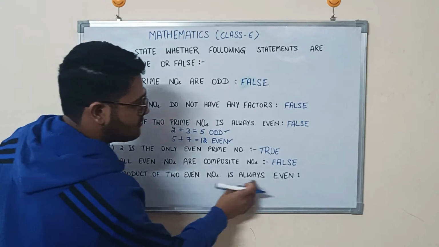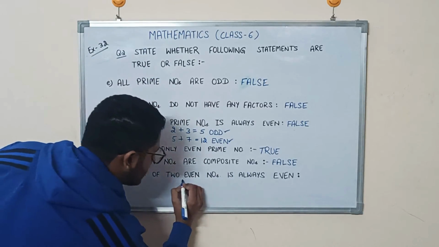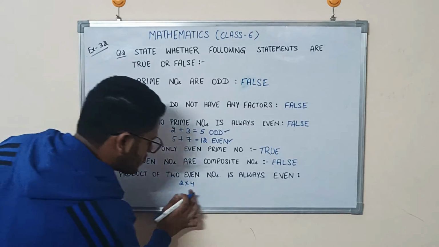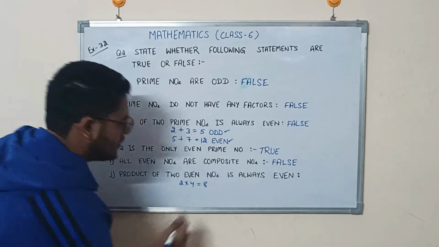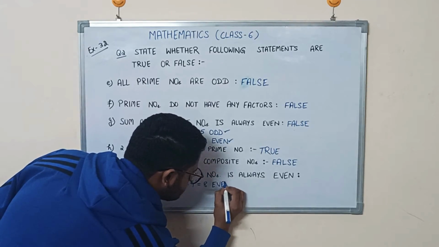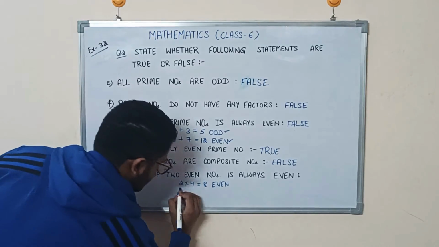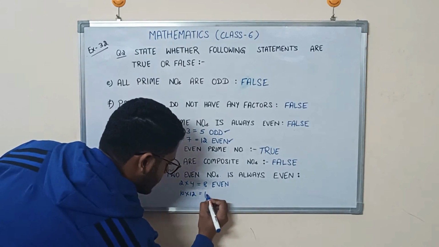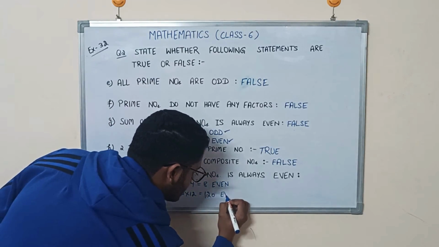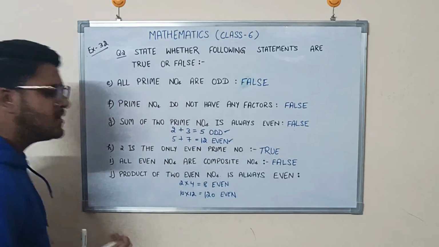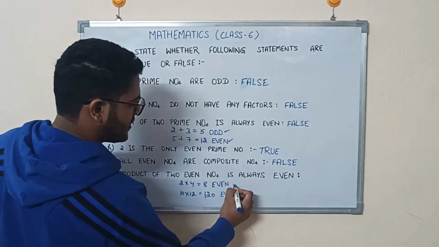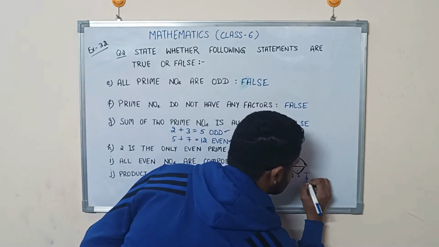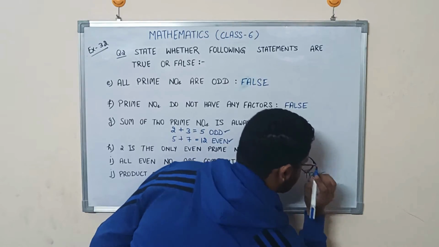Product of two even numbers is always even. Let's take two even numbers. Let's take 2 and 4. 2 fours are 8, which is even. Let's take another example. Let's take 10 into 12, right? So it will be 120, which is again an even number, right? So from here we can say that product of two even numbers is always even, which is true, right?